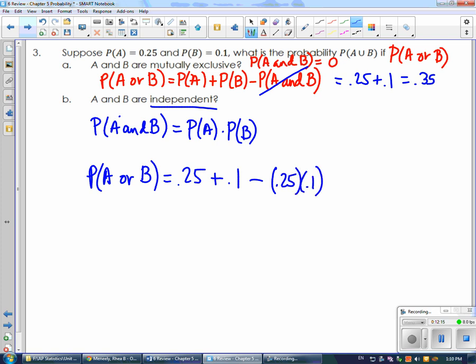Now, you can't always do this. This is only when the two events are independent. If they're not independent and not mutually exclusive, then you'll have to be given some form of information to help you find the probability of both. And when you multiply this all out, you should end up with 0.325.